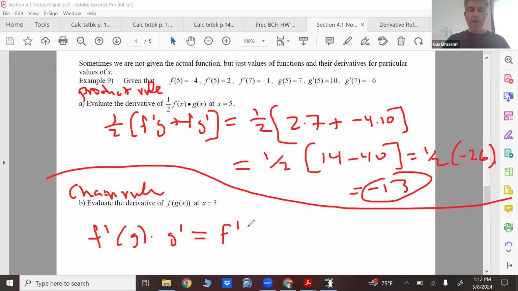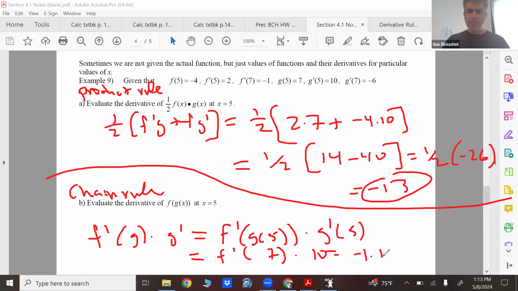So doing F prime of G of 5 times G prime of 5. Now what's G of 5, guys? 7. What's G prime 5? That's 10. What's F prime 7? So you get negative 10. Is that okay?